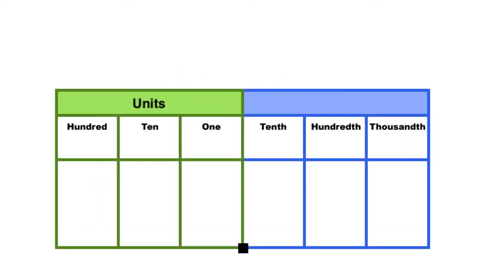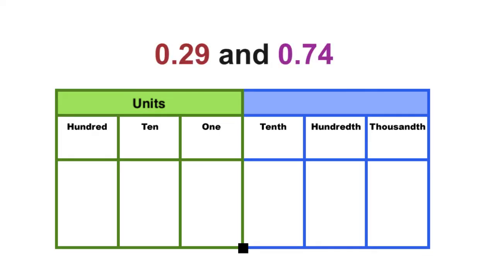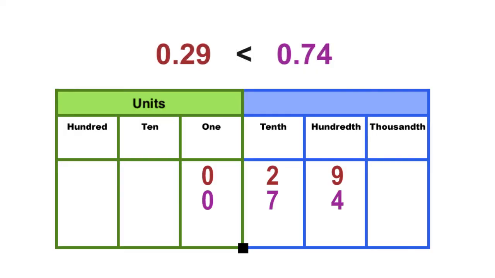Now let's compare decimals using a place value chart. The first set of numbers to compare is 29 hundredths and 74 hundredths. Start by writing these numbers in the place value chart. 29 hundredths would be written as a 2 in the tenths column and a 9 in the hundredths column. 74 hundredths would be written with a 7 in the tenths column and a 4 in the hundredths. The largest place value is the tenths, so let's start with the tenths to compare. 29 hundredths has a 2 in the tenths, and 74 hundredths has a 7 in the tenths. 2 is less than 7, so 29 hundredths is less than 74 hundredths.